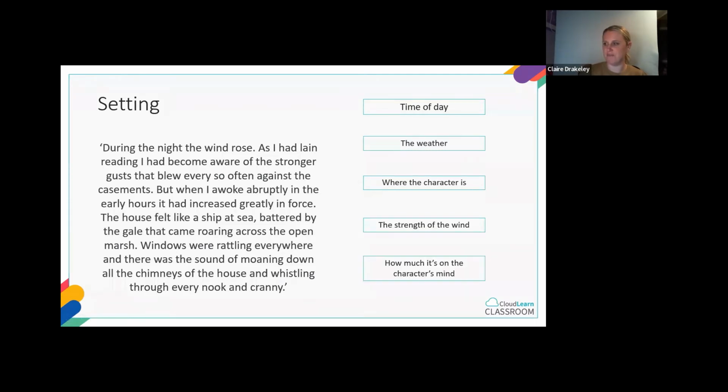Sounds terrifying. How much is the storm on the character's mind? Can we tell from this opening passage how worried he is about the storm? How much is he thinking about it? A lot, Tabitha. Yes, he is. He's very, very worried, isn't he? A lot because, yeah, it's all he's describing. He's not talking about anything else. So he's been to sleep. He's been reading a book. He hasn't told you anything about those.